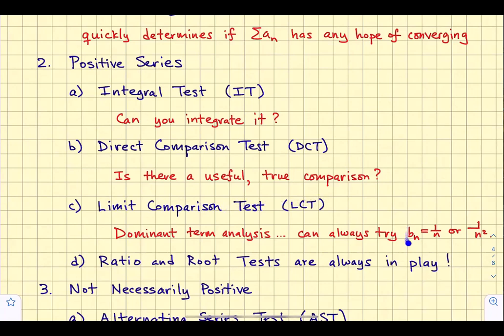And then another tip is you can always try your b sub n to be 1 over n or 1 over n squared. Usually if you suspect that the series diverges, you can try 1 over n. If you suspect that it converges, you can try 1 over n squared. That is certainly no guarantee that those will work, but if you can't come up with anything else and a dominant term analysis doesn't get you anywhere, then those are always things that you can try.